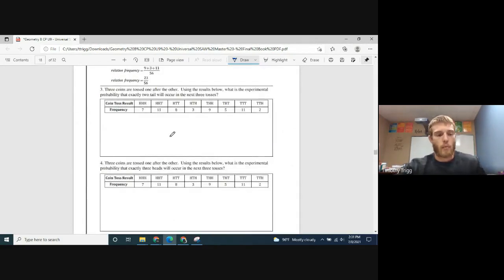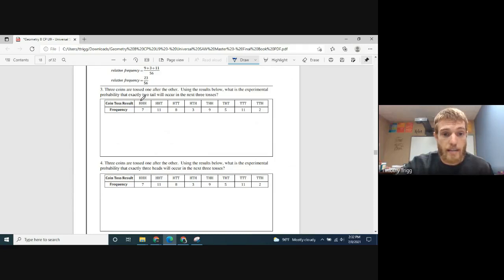Let's just go ahead and work on one of the examples. Okay, so this question 3 here, it says 3 coins are tossed, one after the other. So you flip a coin, you note the result, then you flip it again, then you note the result, then you flip it again, and you note the result. So you could see all the different options that could happen, right?